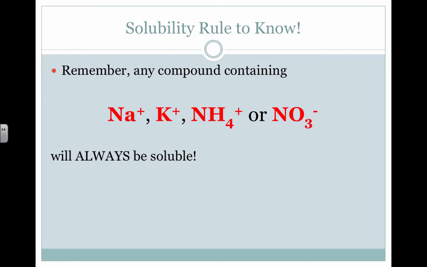When thinking about products of precipitation reactions, it's important to remember our one solubility rule that we've looked at before. Any compound containing sodium, potassium, ammonium, or nitrate ions will always be soluble. For our purposes here, you can generally assume that all other compounds are insoluble, although there's lots of exceptions to that, so you'd usually be given more information.